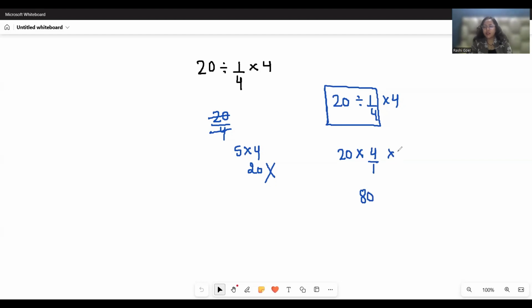Now what is left? Times 4. 80 times 4 is 320. I hope it's clear and you find it useful.